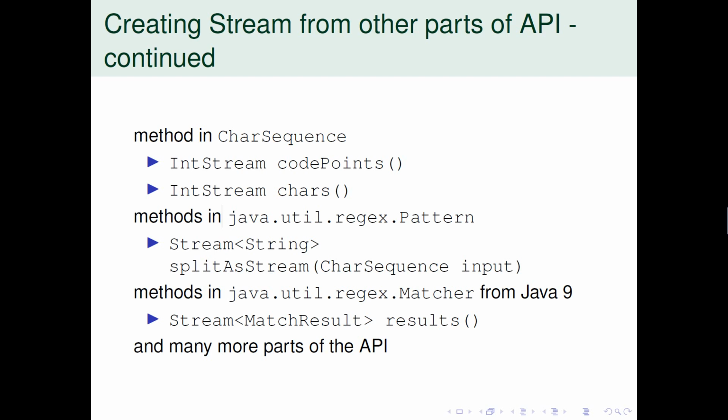I'm not sure whether you have used the Pattern and Matcher classes. That's for processing regular expressions in Java. So you have the Pattern class, and there also we have methods which will give us streams, and in many more parts of the API. So there are many places where streams are made available and where you can get a stream created. Creating a stream is the first step.